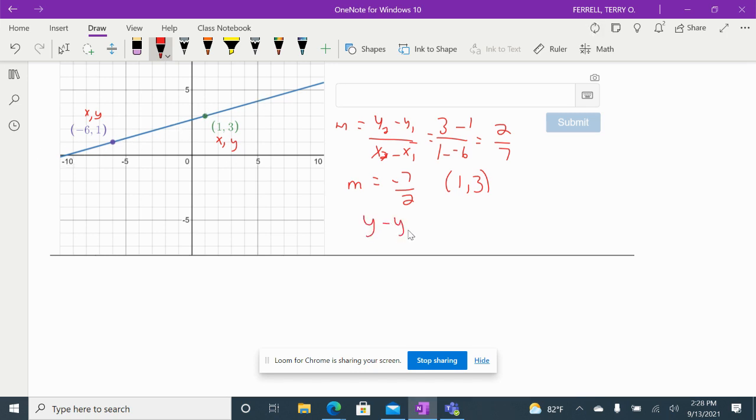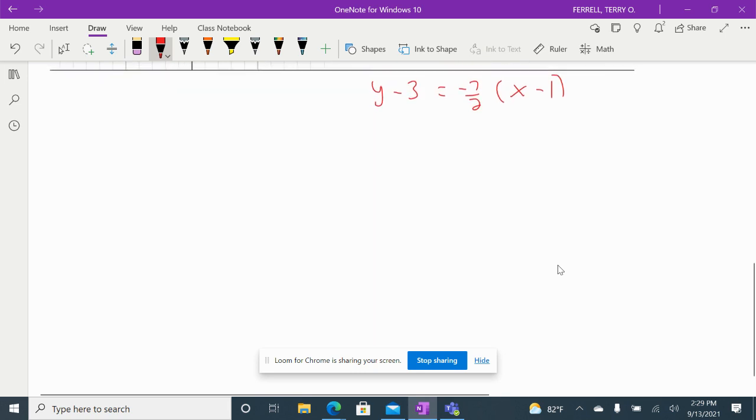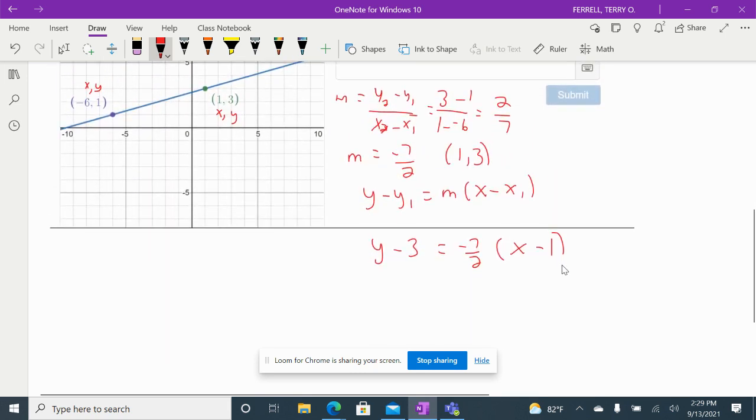So I'm going to do y minus y1 equals m times x minus x1, point slope. Let's do the math. So it's going to be y minus 3 equals, my m is negative 7 over 2 times x minus, my x1 is 1. That is your equation in point slope form. So that's an equation there. You could stop there, but we're not, because I want to put it in both forms.